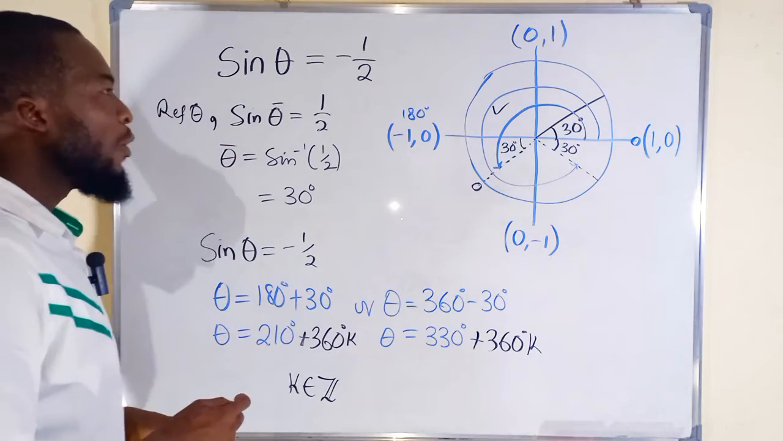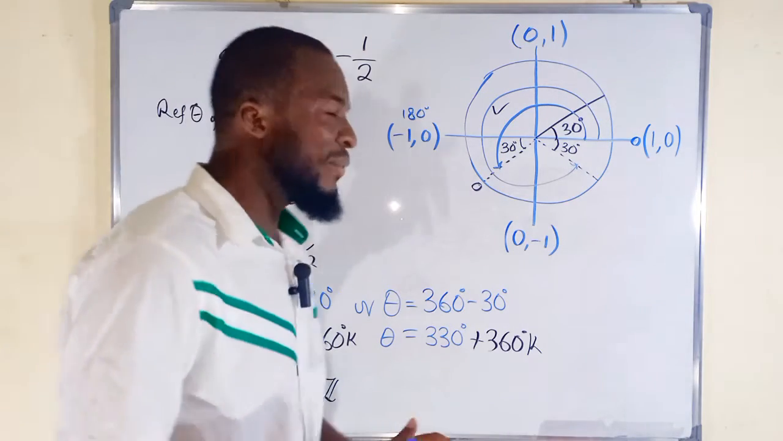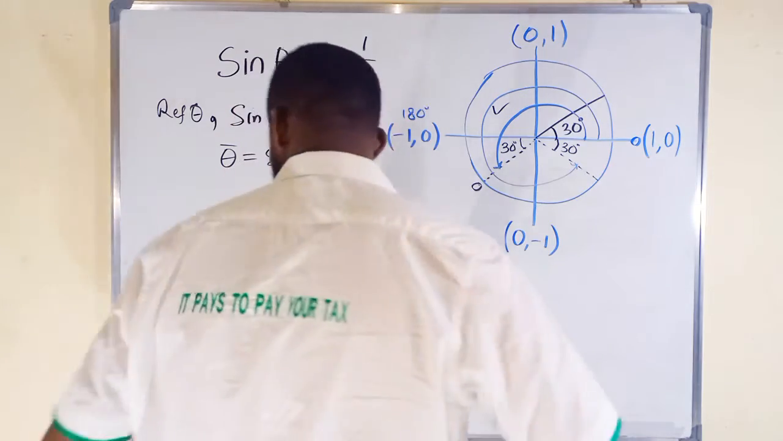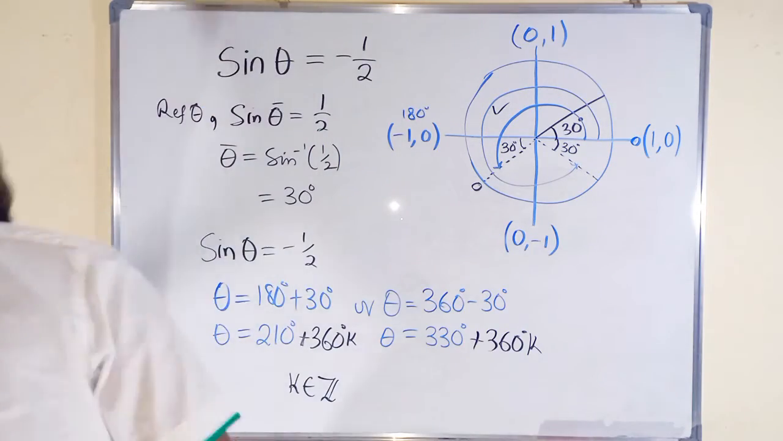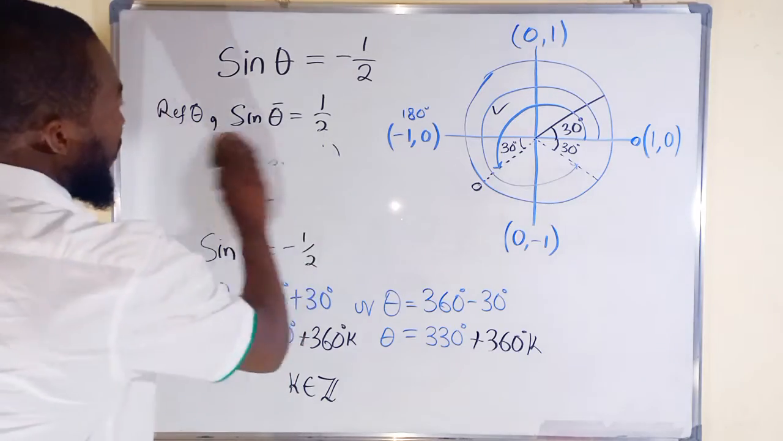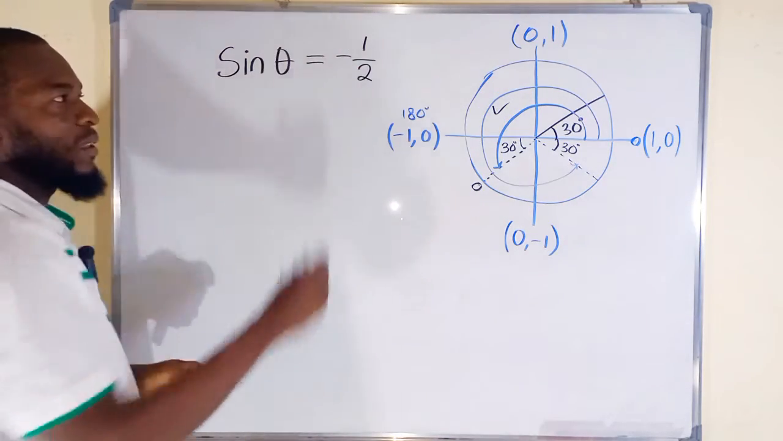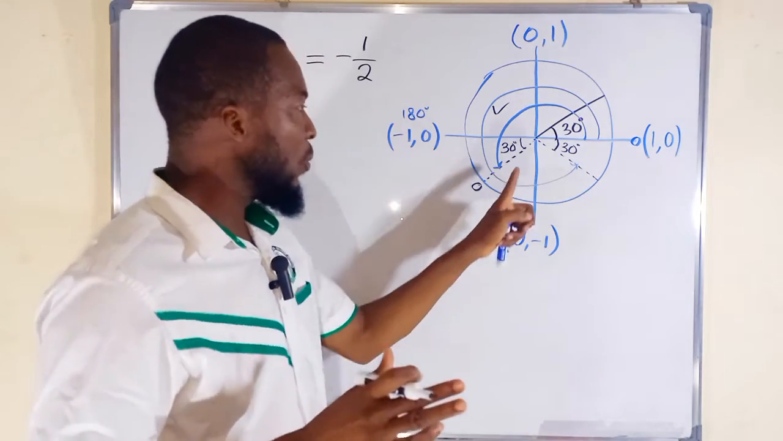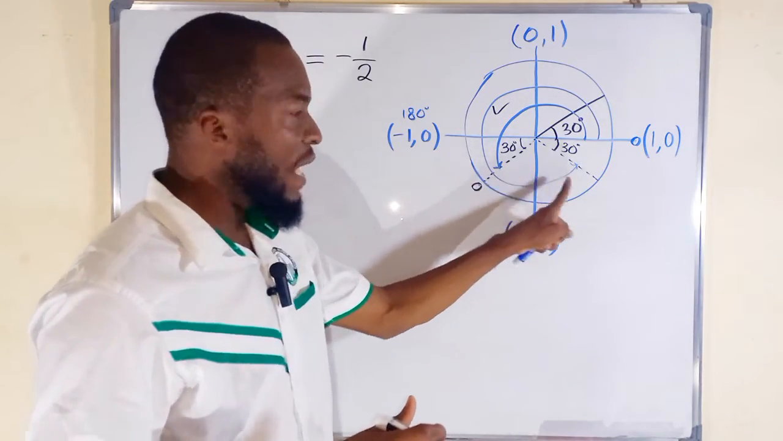particular problem. But the question is, what if you are not allowed to use the unit circle? Let me show you how to do that. From here, the first thing to do is to locate the position. We definitely know that they are going to be here and here.